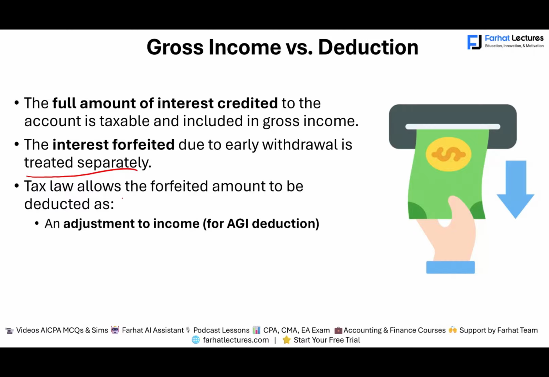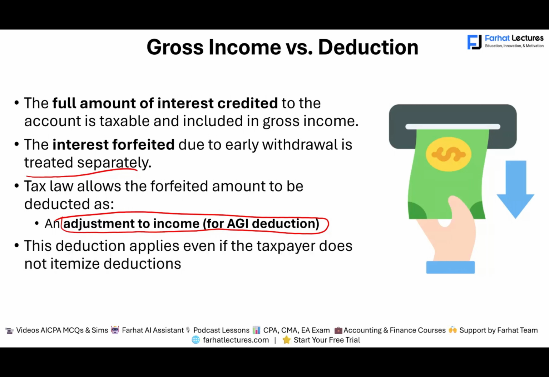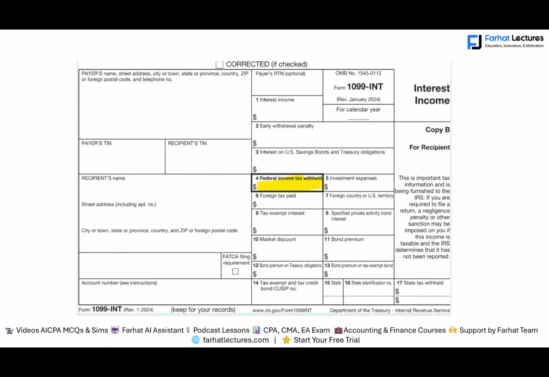What can you do? The tax law allows the forfeited amount to be deducted as an adjustment for AGI, as I showed you at the beginning. So this deduction applies even if the taxpayer does not itemize deductions. Now, the best way is to take a look at this. Let's assume, back to the example, you would report interest of $1,000, and if you incur the penalty of $300, the penalty will be listed here.